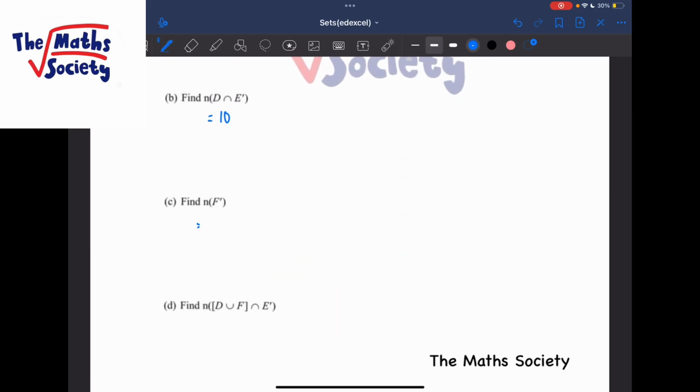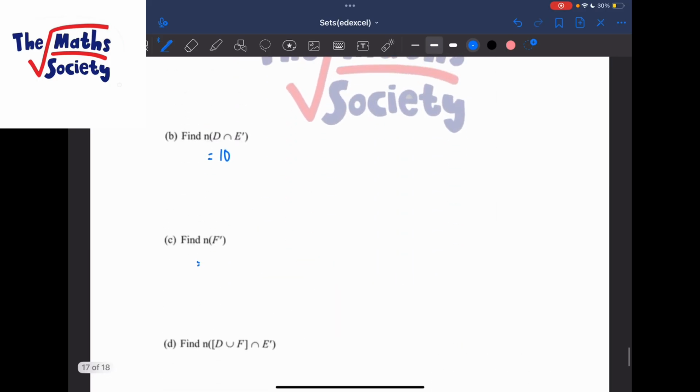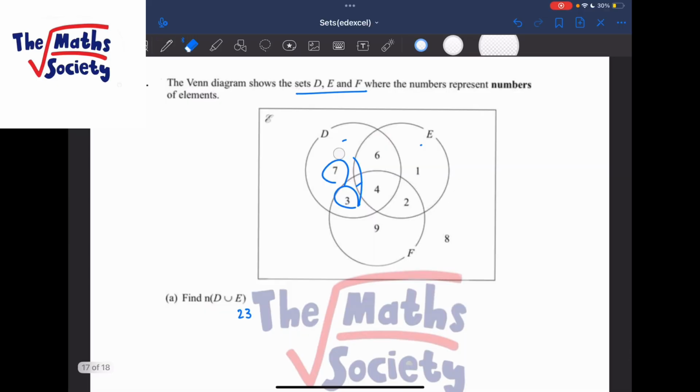And they ask to find n of F prime, so nothing that is in F. You just need to take the ones that are F prime, which is like 7, 6, and 1 stuff, plus 8. So it's going to be 9, 15, that's 22.